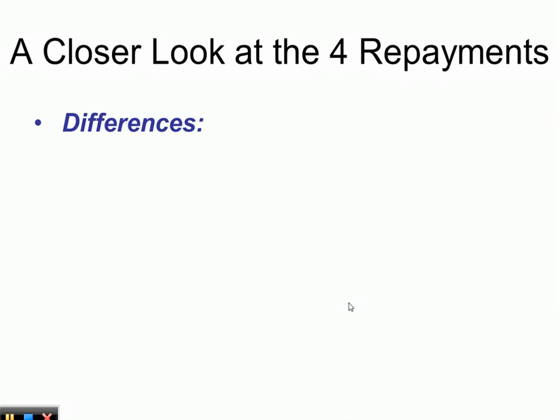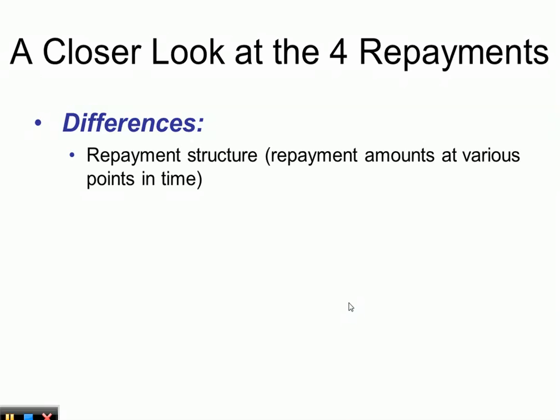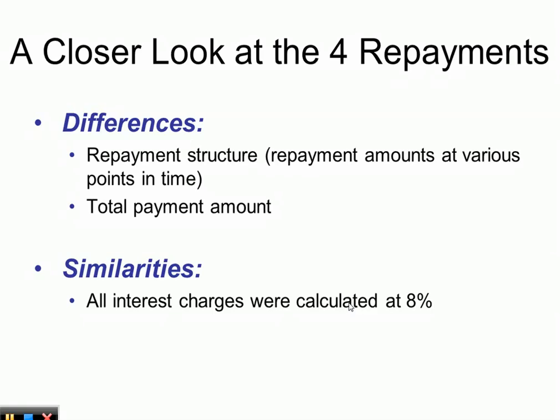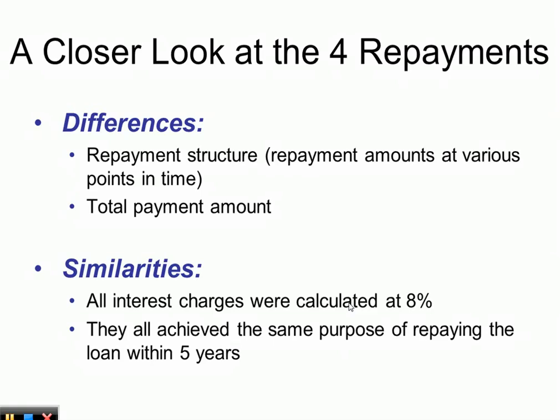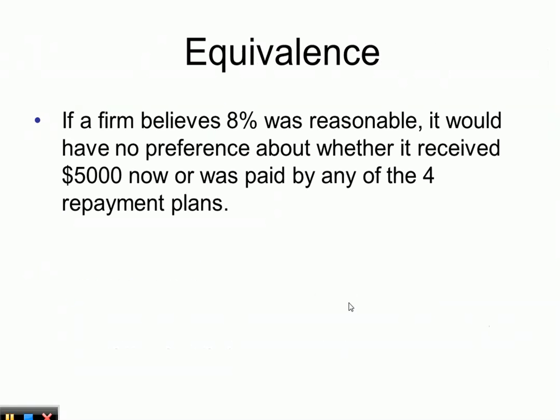So let's take an even closer look at the four repayments. There are differences. The differences are in the repayment structure, the repayment amount at various points in time. Also, very importantly, the total payment amount is different. Very different. We just looked at that together. But there are also similarities. All interest charges were calculated at 8%. They all achieved the same purpose of repaying the loan within 5 years. And so now let's talk about the equivalence. If a firm believes that 8% was reasonable, it would have no preference about whether it received $5,000 now or was paid by any of the four repayment plans.